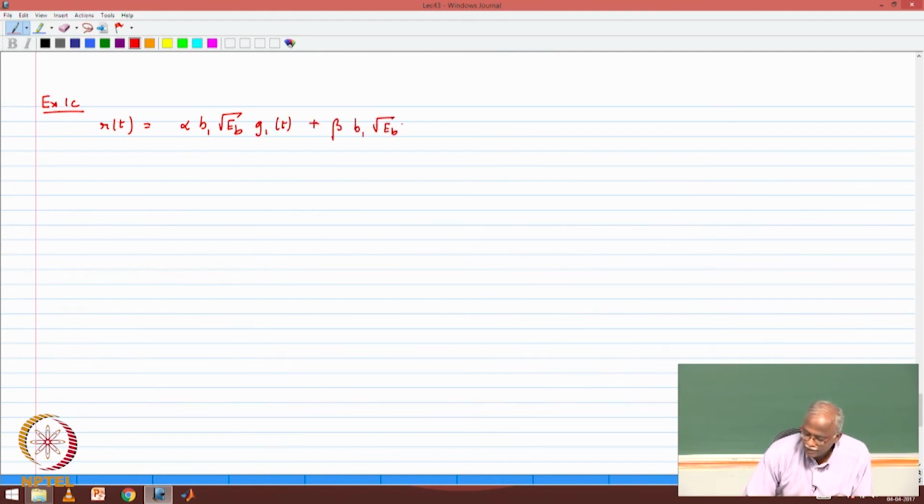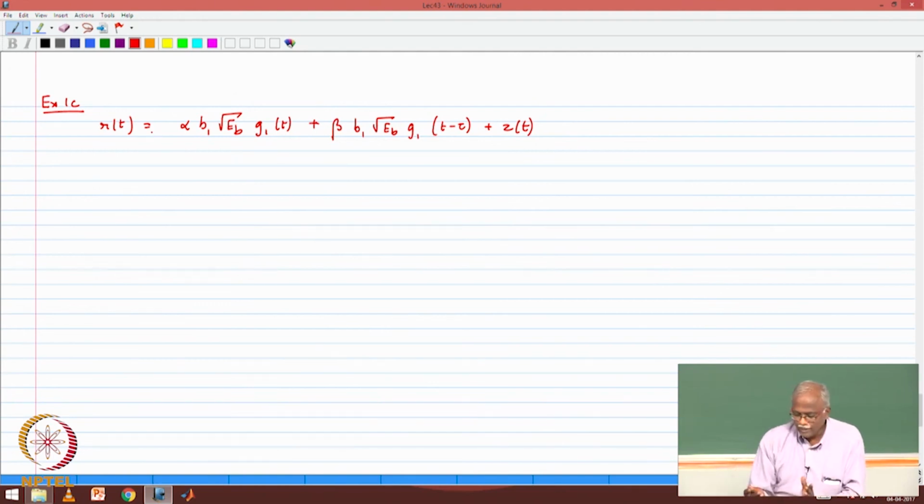Okay, the last part of the example, example 1c. Now look at this example and describe this signal for me. r(t) is alpha times b1 root Eb g1(t) plus beta times b1 root Eb g1(t minus tau) plus z(t). What type of channel is this? Multipath channel, and it's got different multipath gains alpha and beta.